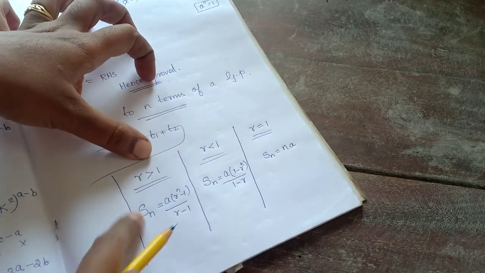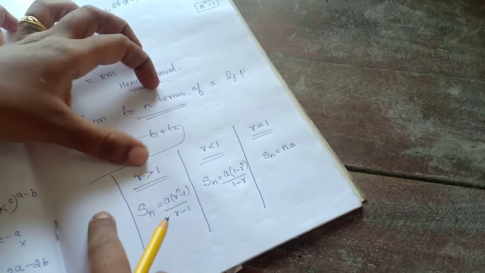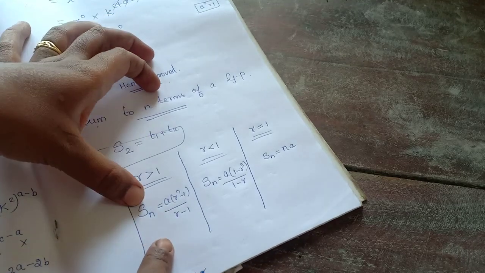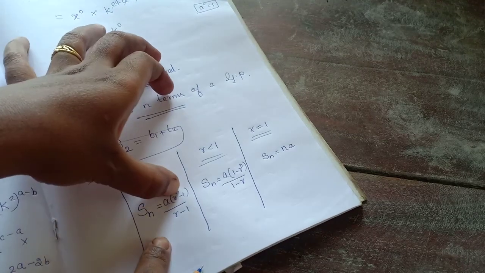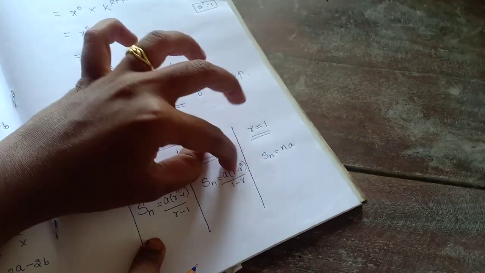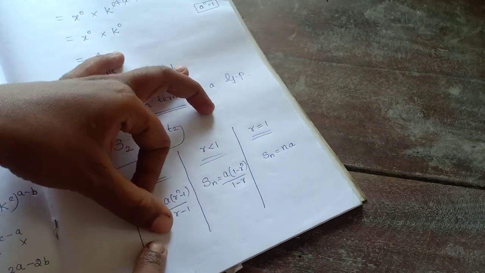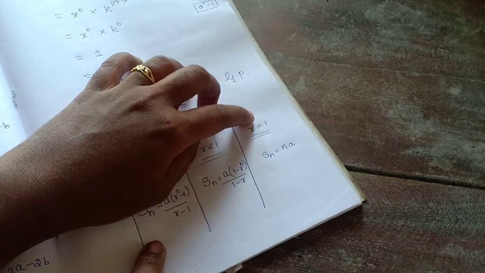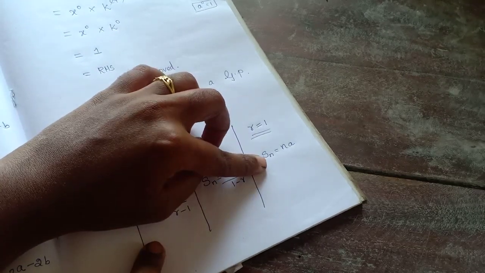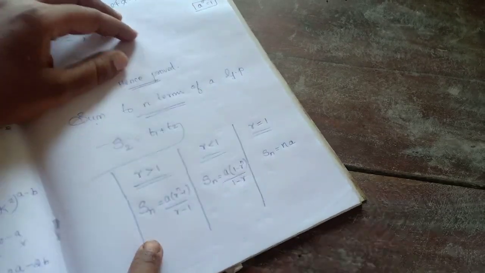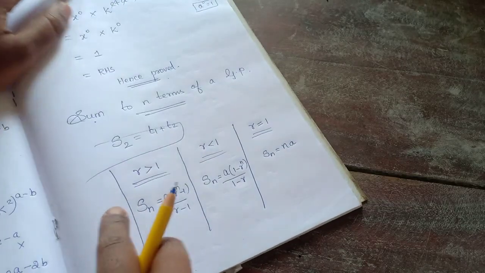r is greater than 1. r means common ratio. Common ratio greater than 1 means you can use this formula: Sn is equal to, r will come first. r is less than 1 means r will come second, in the numerator as well as in the denominator. r is equal to 1 means Sn is equal to a very simple formula: Sn is equal to na. Is the concept okay? Shall we move to one example now?